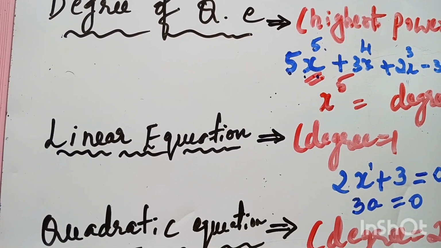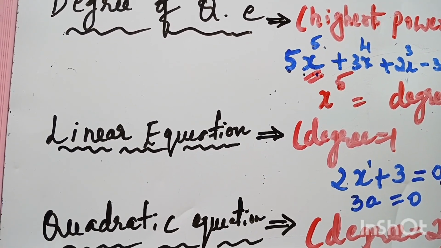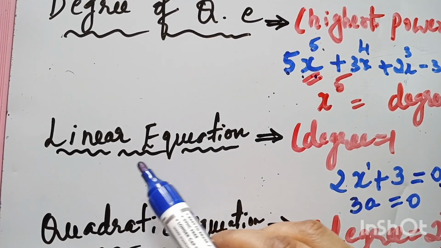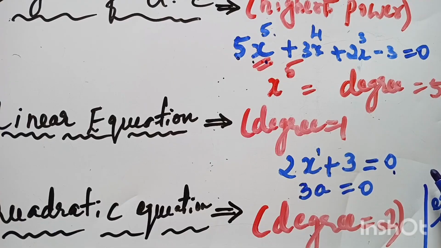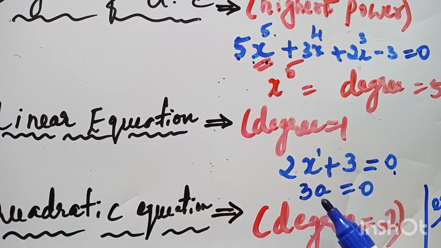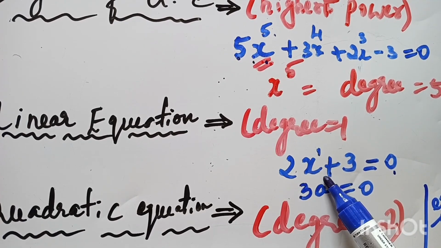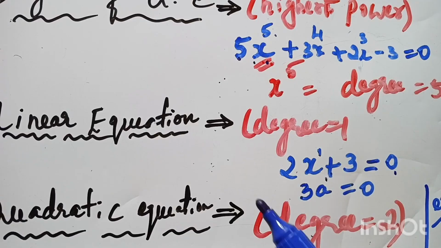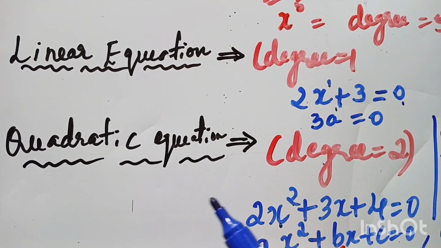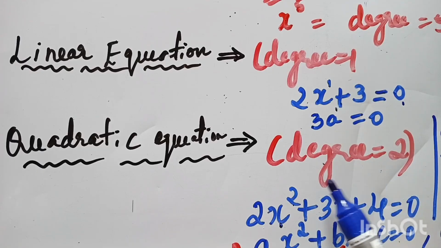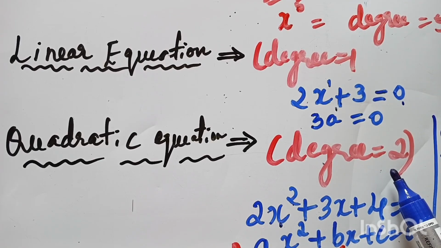Then we have linear equation, quadratic equation and cubic equation. Linear means the degree is equal to 1. For example, 2x plus 3 is equal to 0, 3a is equal to 0. It means the power of the variable is 1; no number means 1. Then it is a linear equation. Quadratic equation means the degree is 2. If the degree is 2, it is a quadratic equation.